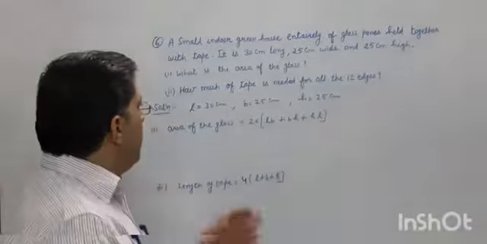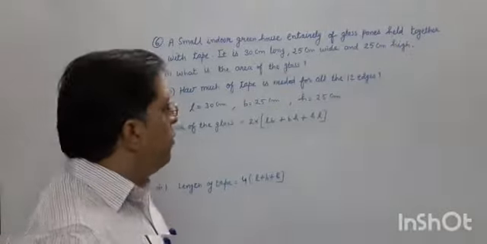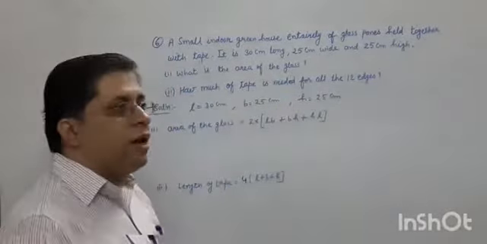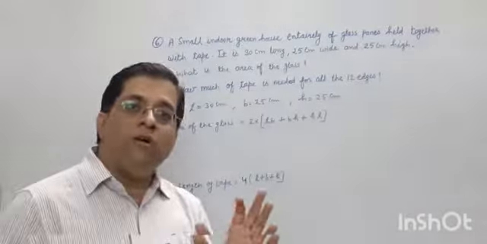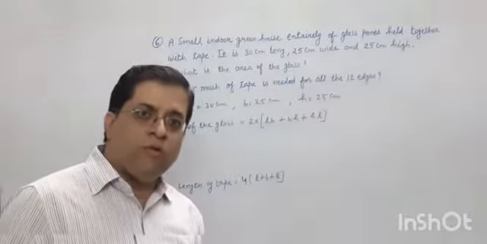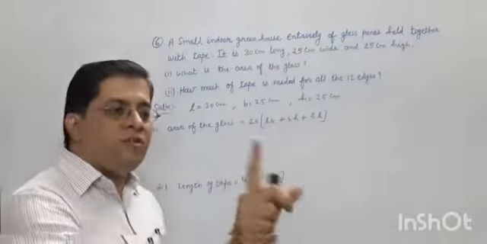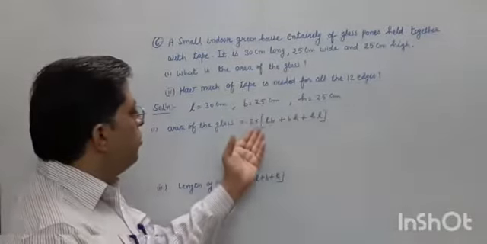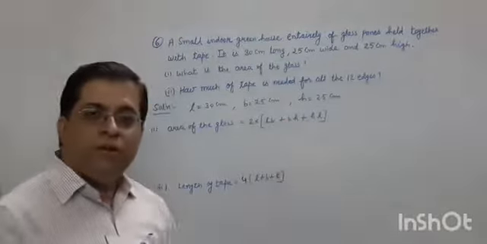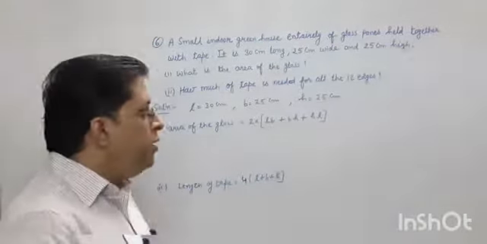Here L, B and H is given to you. You have to find area of the glass. Area of the glass means TSA you have to find. What is TSA of cuboid? 2 into in bracket LB plus BH plus HL. I have to put values only there.